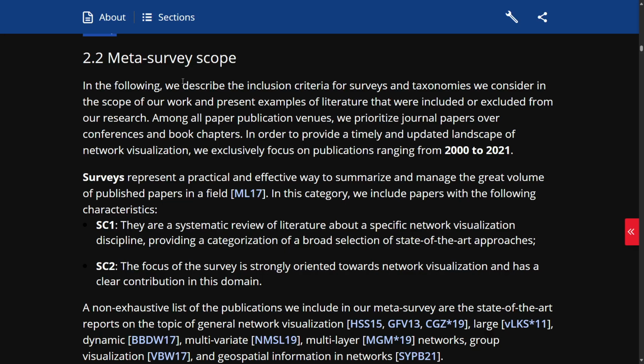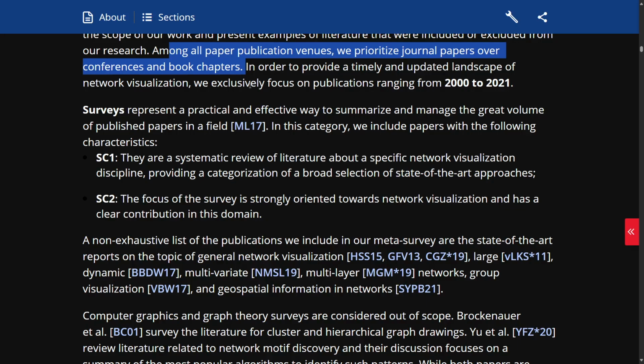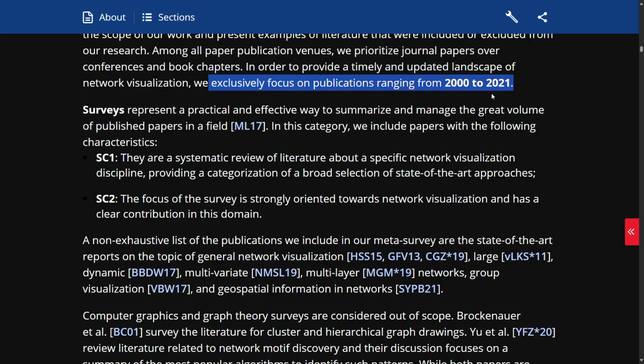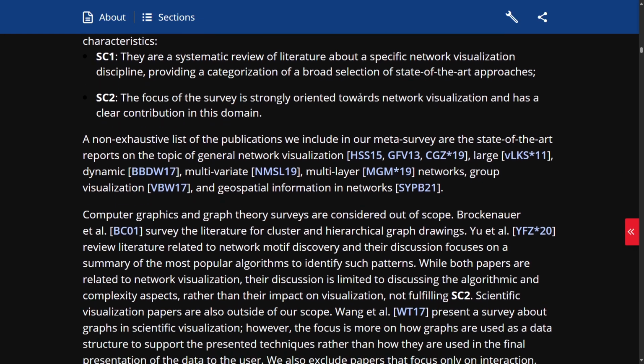2.2 Meta-survey scope. In the following, we describe the inclusion criteria for surveys and taxonomies we consider in the scope of our work and present examples of literature that were included or excluded from our research. Among all paper publication venues, we prioritize journal papers over conferences and book chapters. In order to provide a timely and updated landscape of network visualization, we exclusively focus on publications ranging from 2000 to 2021. Surveys represent a practical and effective way to summarize and manage the great volume of published papers in a field, ML17. In this category, we include papers with the following characteristics.